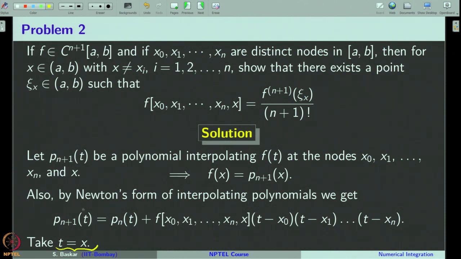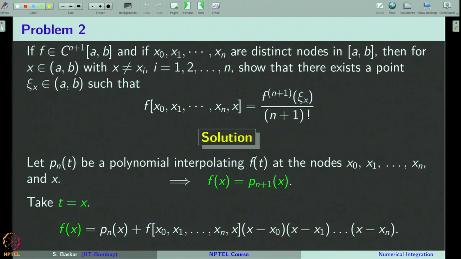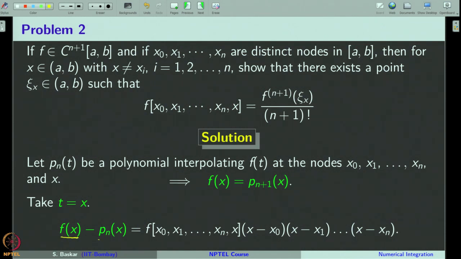If you take t equal to x, you will have x here, and all this will be x. But we know that the point x is one of the nodes used in constructing p n plus 1 of t. Therefore, this is in fact equal to f of x. That is what we have already observed in our first step. Therefore, you can put this value here and get f of x is equal to p n of x plus this extra term where all these t's in our previous expression are now replaced by x. Now, I will take this to the left hand side and write f of x minus p n of x equal to the remaining term on the right hand side.